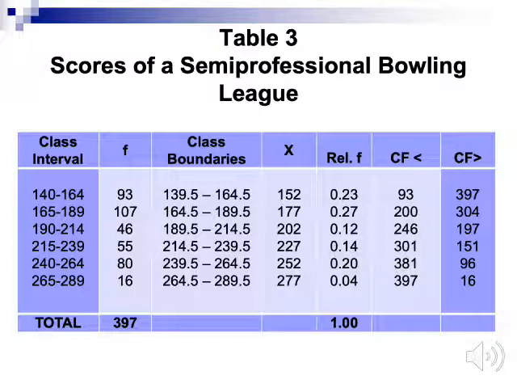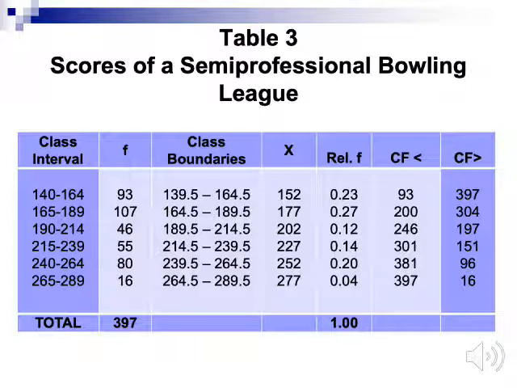If you notice in the class interval, you have arranged the data from the lowest to the highest. That is the usual orientation that we have, arranging data from lowest to highest. So we have 140 to 164. If you notice, the width of the class interval is 15. But if you subtract 164 minus 140, you will not find 15, but you will only find 14.